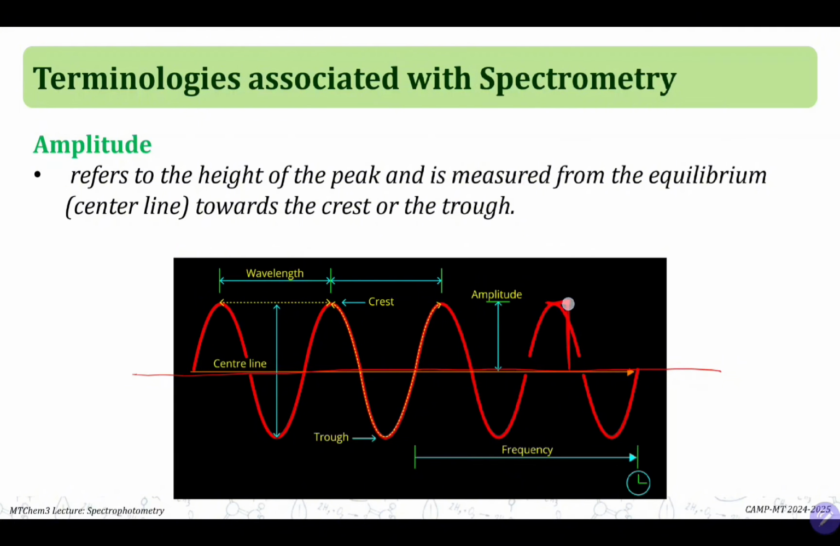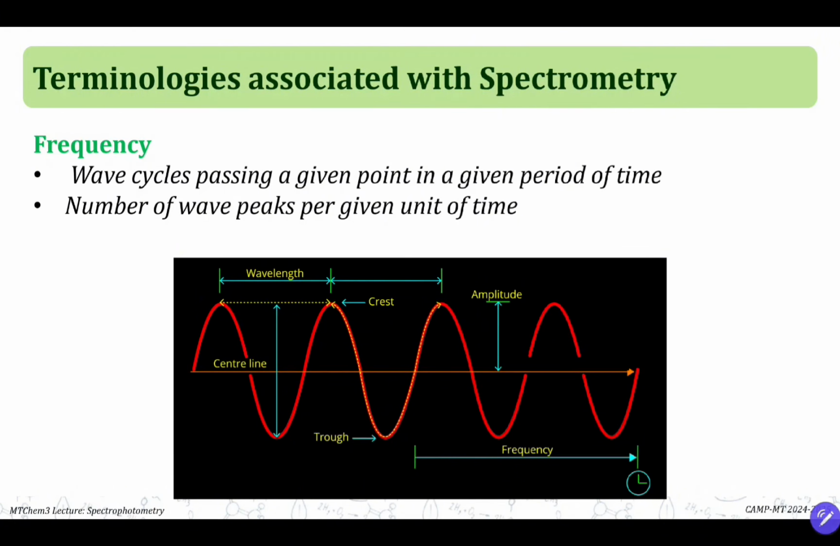So in this case, from crest to a midpoint of a wave, this is known as your amplitude. Okay? It can also be from the trough towards your center line. This is also known as amplitude. Okay? So, the next definition that we are going to determine is your frequency.